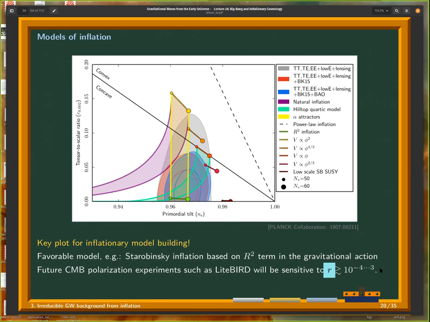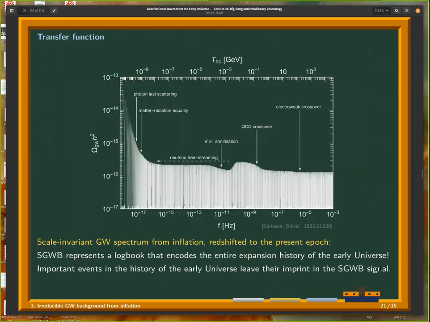And my very last slide for this lecture is this one here. So I only talked about gravitational waves during inflation, but at some point, they re-enter the horizon again, and then they redshift inside the horizon. So the entire expansion of the universe after inflation will leave an imprint on the gravitational wave spectrum from inflation.